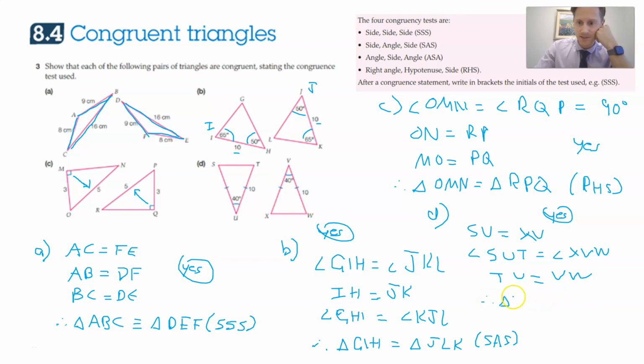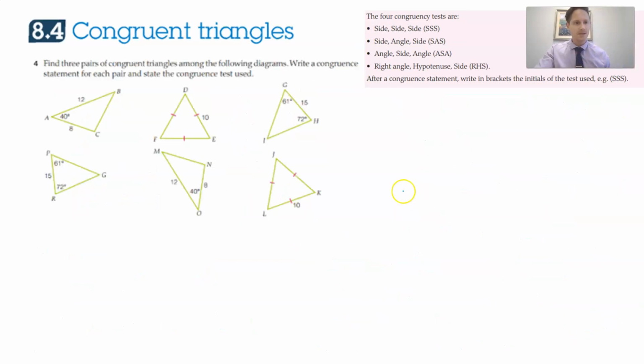triangle SUT is congruent to triangle XVW, and the rule is side, angle, side. Excellent. Okay, let's keep rolling here.